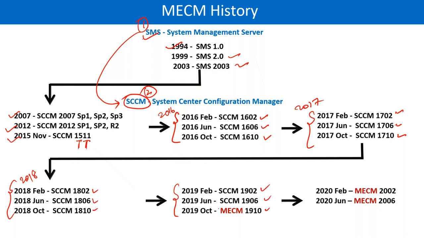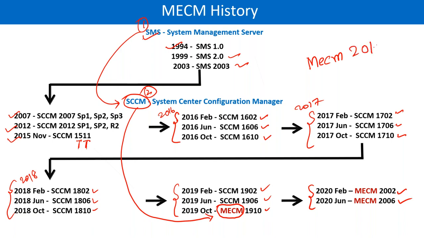But you see the difference here, they changed the name again. From October 2019 onwards, they changed the name from SCCM to MECM, Microsoft Endpoint Configuration Manager. And this happened in the year 2019. And then last year, they released these two versions, 2002, 2006, also MECM 2010 in the month of October last year. 20 is 2020 and 10 is October. This is the latest and greatest version of SCCM.